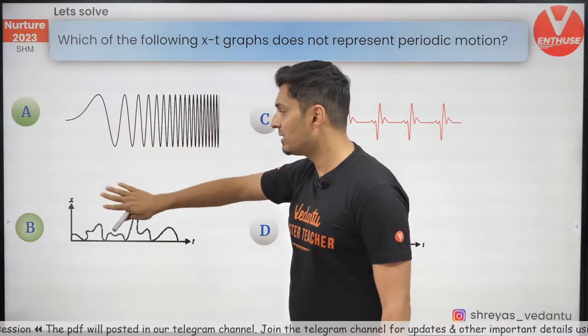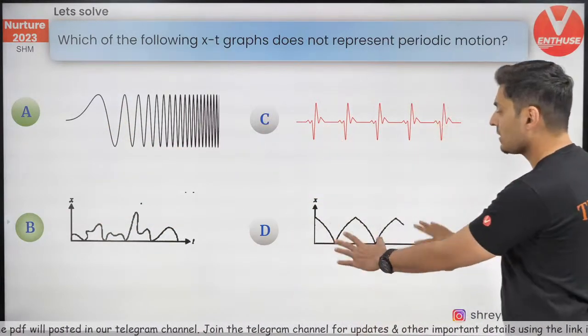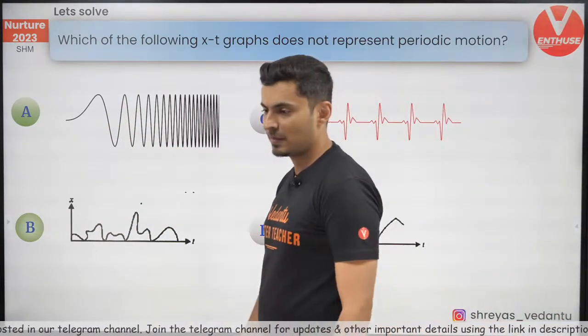These are non-periodic. This is also non-periodic. This is periodic. This is periodic. That's how it is.